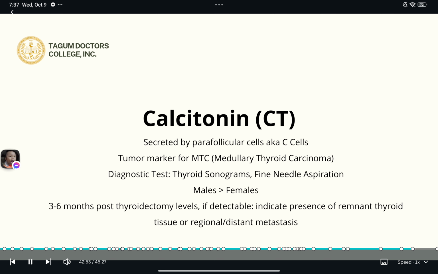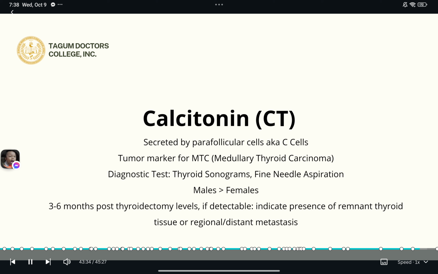Okay. So we have what we call also our calcitonin. Diba? Ito secreted by the parafollicular cells, also known as our C cells, as we mentioned sa kaganina. It also secretes CEA, chromogranin, and ACTH, okay, the parafollicular cells. Calcitonin serves as a tumor marker for MTC, or medullary thyroid carcinoma, together with CEA, and a diagnostic test niya for the medullary thyroid carcinoma would be thyroid sonograms and FNAB, or our fine needle aspiration biopsy.